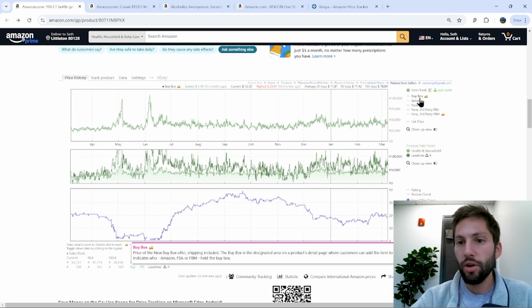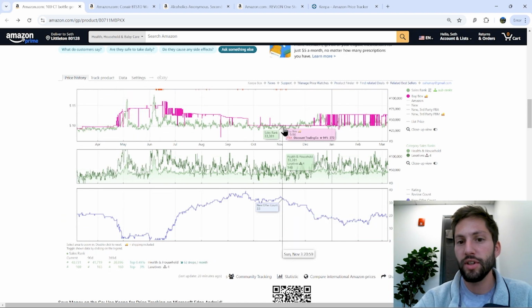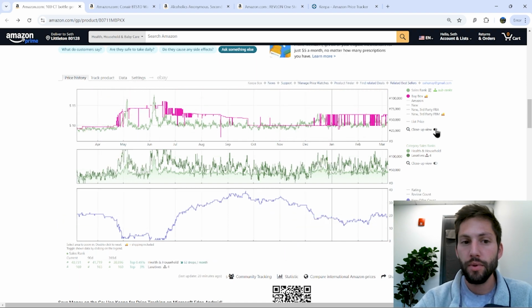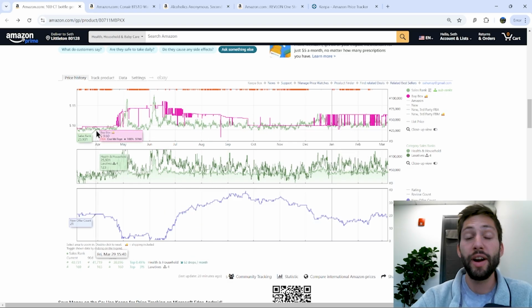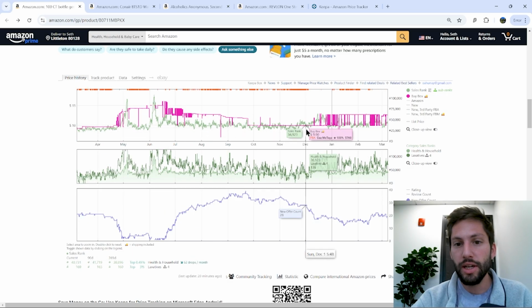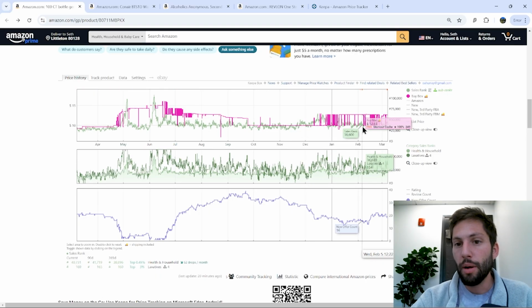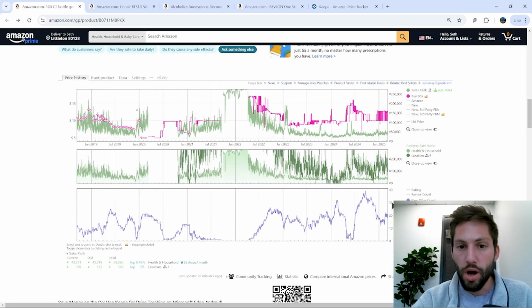So now the other thing we want to look at is the buy box. This buy box is where most of the sales are happening on the listing. So if we see that the sales rank keeps going down around where the buy box was, we can see at this point somebody probably got a sale at $9.90. At this point, somebody was probably getting sales at $12.68, and so on.